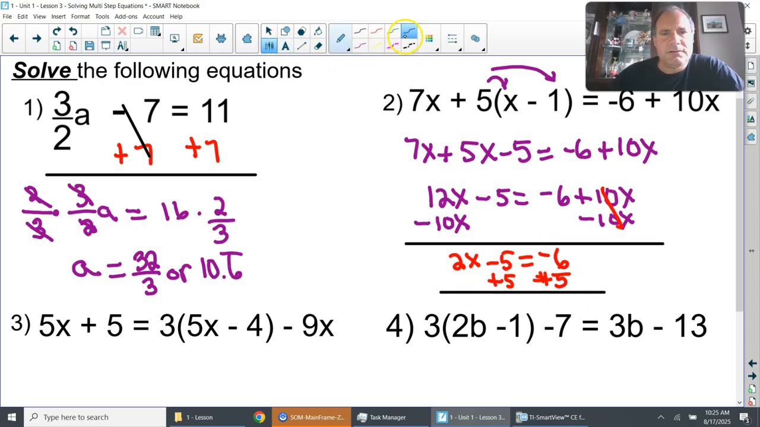This cancels. And I'm going to move up to here. 2x equals negative 1. And divide by 2. And x equals negative a half.